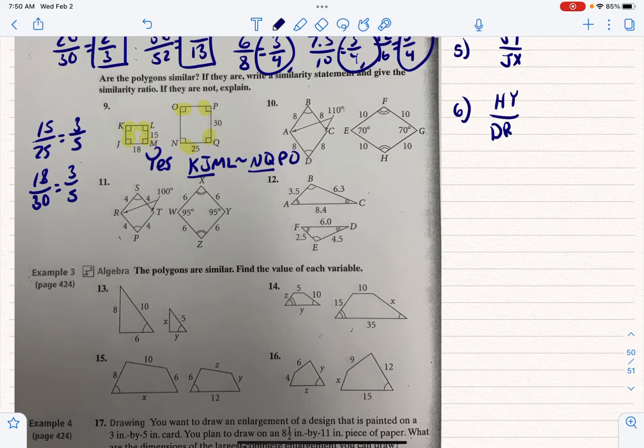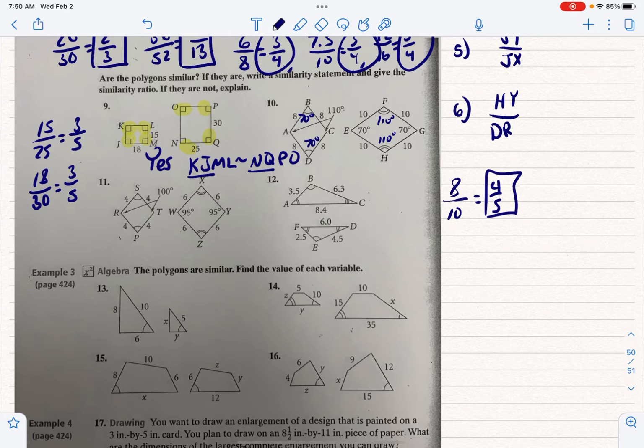Okay, with number 10, these have got to be each a rhombus, because all the sides are congruent. And so if those angles are 110 in that first one, that means this one has to be 70 and this one has to be 70, because consecutive angles would be supplementary. And that would mean that this has to be 110 and this has to be 110, because consecutive angles are supplementary.